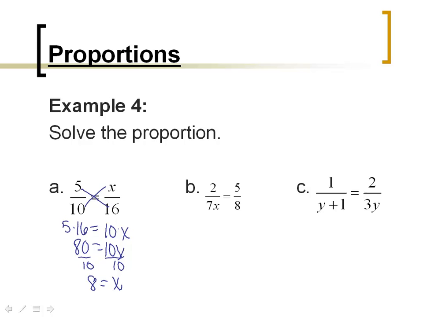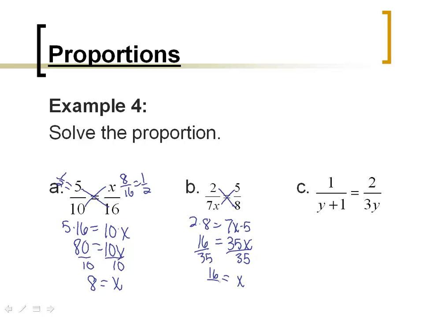Checking this, if I plugged 8 in here, 8 over 16, well, that's 1/2. 5/10, that also reduces to 1/2. So my two ratios reduce to the same thing, so I know it's correct. Let's use the cross products property here. A times D, so 2 times 8, equals 7x times 5. So I have 16 equals 35x. To get x alone, we'll divide both sides by 35. So x equals 16 over 35.